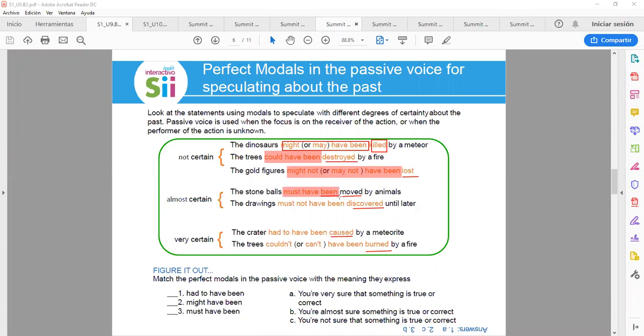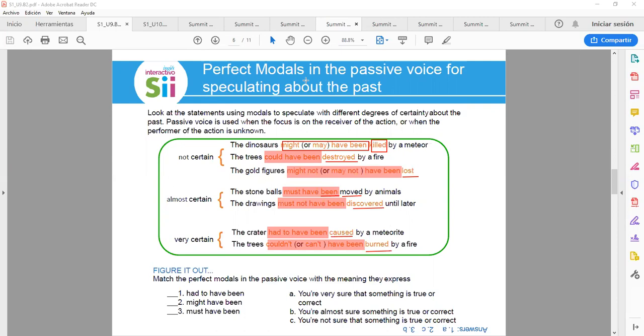In this case, we are checking if it is affirmative or if it is negative. The verb to be, the auxiliary, is what is going to show what is the tense and what is the structure. Had to have been, okay. Couldn't or can't have been, that's our auxiliary, and later on the verb. Okay, now let's figure out.